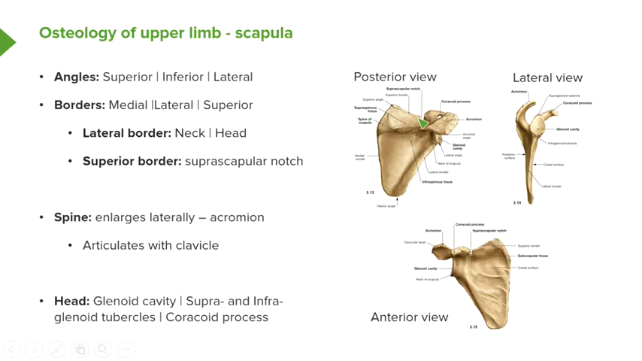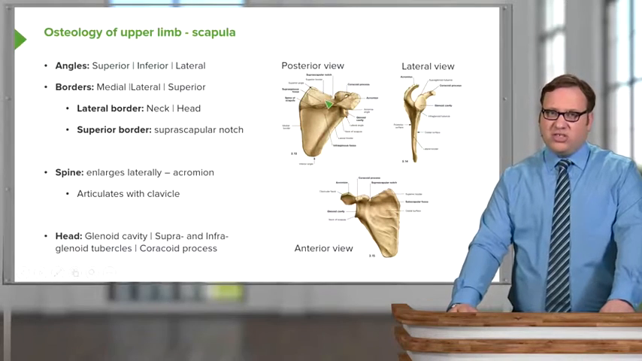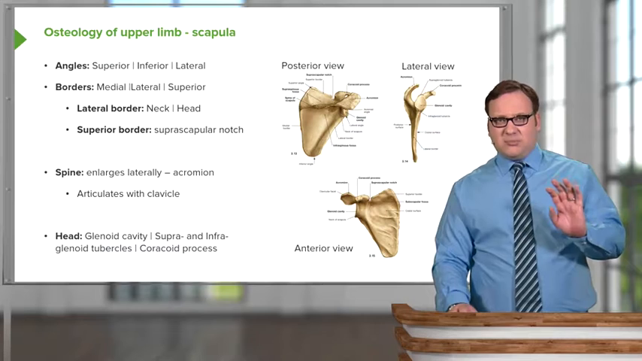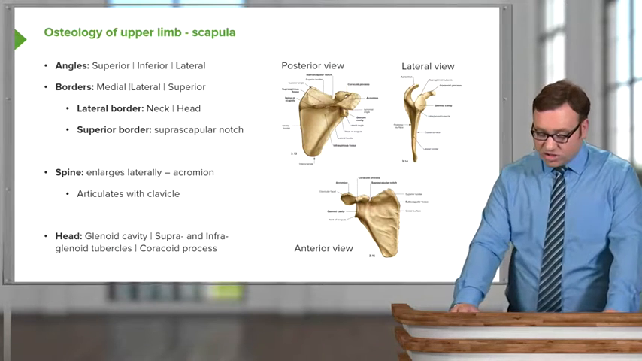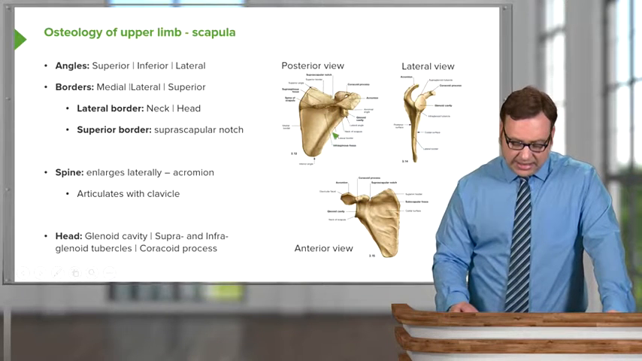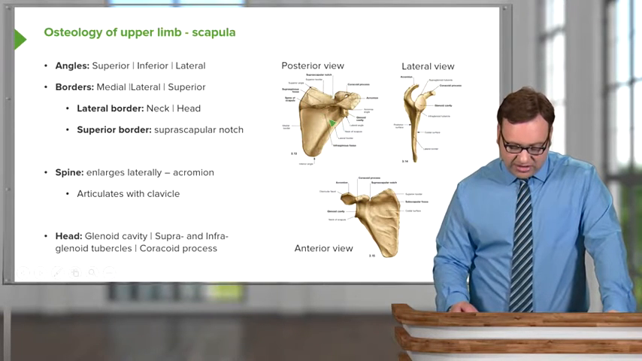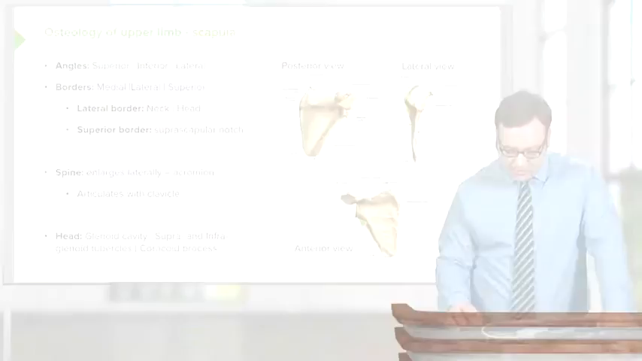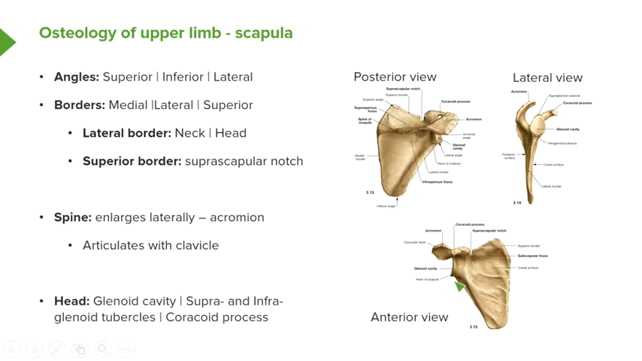On the superior border, we have an important feature known as the suprascapular notch. The suprascapular notch is important as it allows a blood vessel to pass through or over the top of the scapula, and we'll come to that in due course in some later lectures. So here we can see various features on this posterior view. If we look at the anterior view, we can again see the neck of the scapula, the head of the scapula forming the glenoid cavity, and the suprascapular notch.